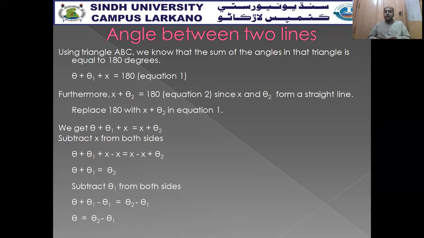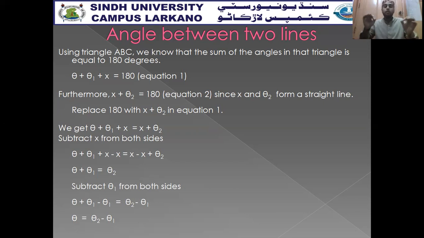Using triangle ABC, we know that the sum of the angles of a triangle is equal to 180 degrees. So theta plus theta 1 plus x is equal to 180. This is equation number 1.